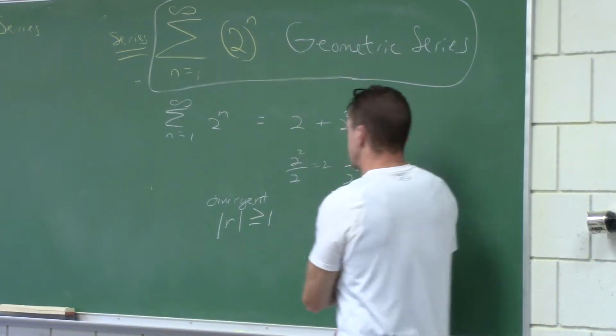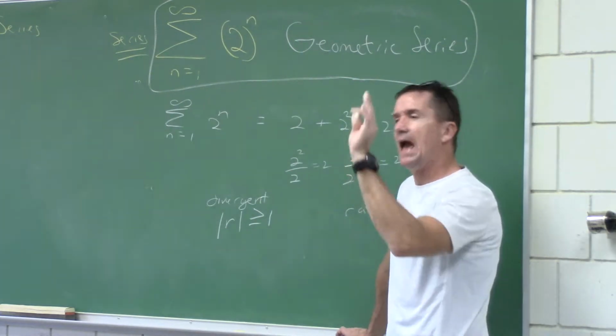It's come back to what? 2. So what if you get a negative 2? You take the absolute value of it.